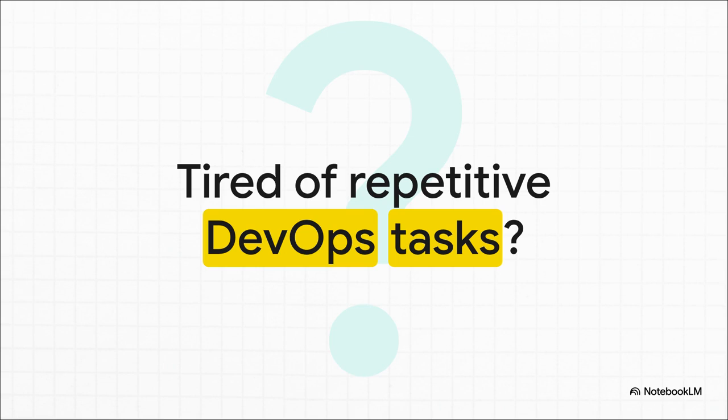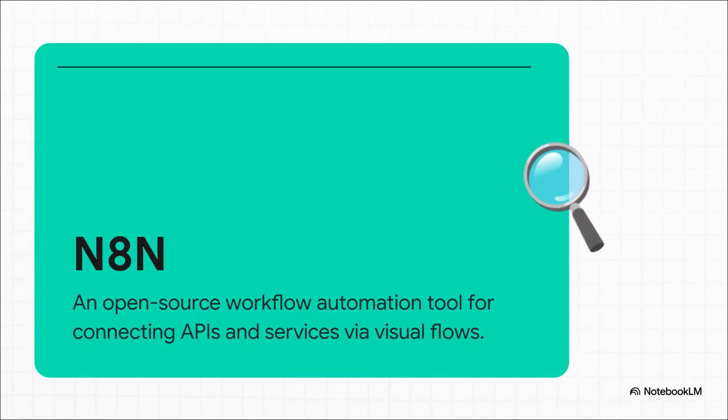What if you could automate all of that without getting stuck writing and maintaining tons of custom code? And that's exactly where N8N steps in. It's an open-source tool that lets you connect all your different services. We're talking everything from AWS and GitHub to Slack and even your own internal APIs, using a visual drag-and-drop interface. It's basically automation, but visualized.